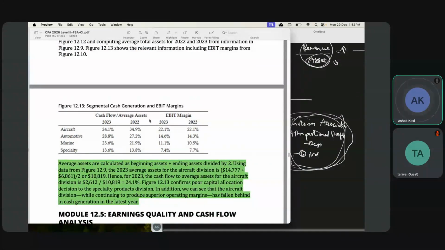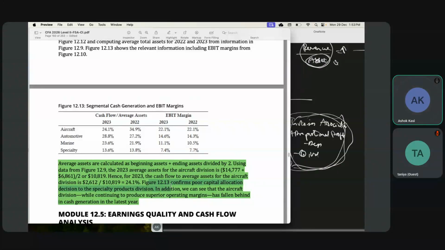Cash generation and EBIT margins. This is EBIT margin 22-23. Cash flow to average assets, 22-23. Average assets are calculated as beginning assets plus ending assets divided by 2. Using the data from 12.9, the 2023 average assets for the aircraft division is this, so this is the average. Hence for 2023, the cash flow to average assets for the aircraft division is this much. So I hope all these are fine for you, right? It confirms poor capital expenditure, poor capital allocation decision to the specialty products. Okay.